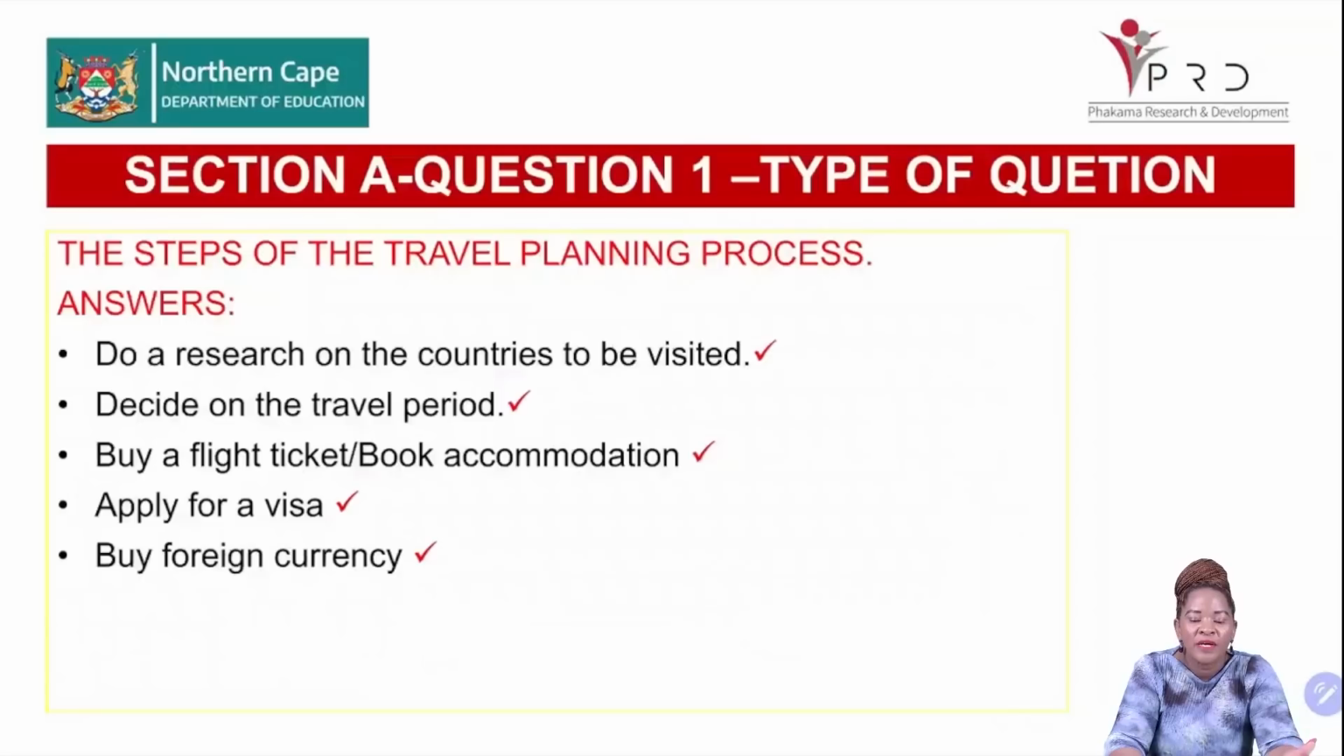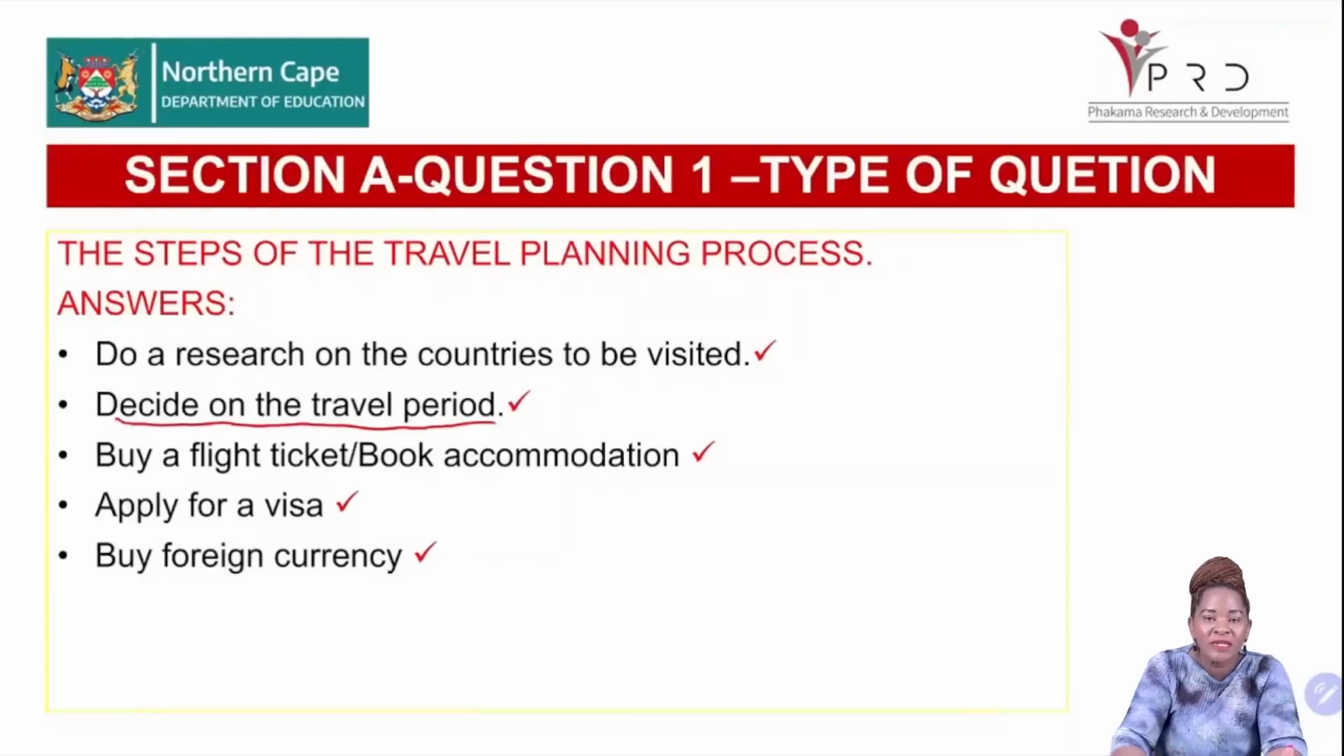There's no way you can apply for a visa without knowing where you are going to. So you do a research on the countries or the country to be visited. Secondly, you decide on the travel period. For how long are you going to be there? Because once you know the travel period, when you book the accommodation, you know exactly how many nights you are going to need in the country that you are visiting.